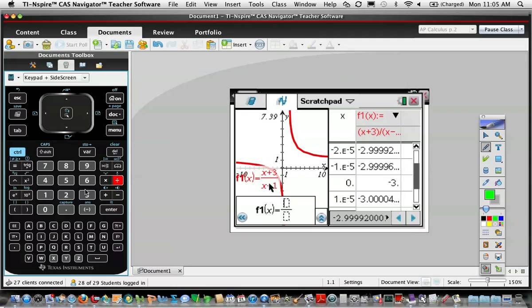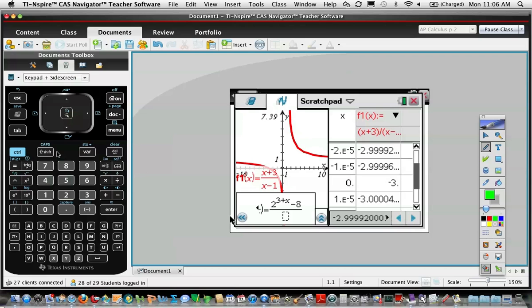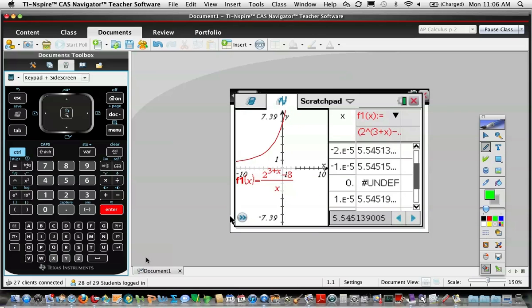So what are we going to type in? On the top, we're going to type 2 raised to the 3 plus x. We can't use h in a graph. Then arrow, and then I'm going to do minus 8. And on the bottom, I'm going to put what? X. I can't put h. And I'm going to hit enter this time and graph it.